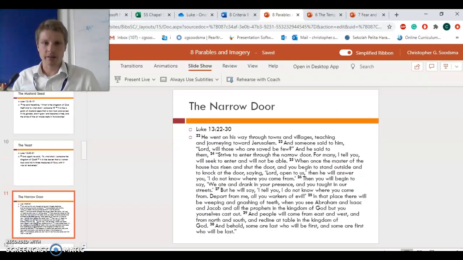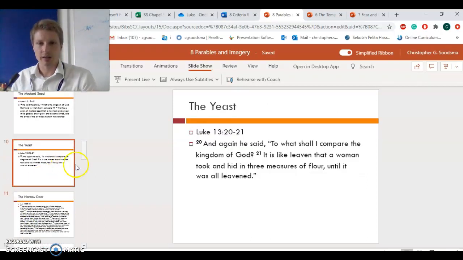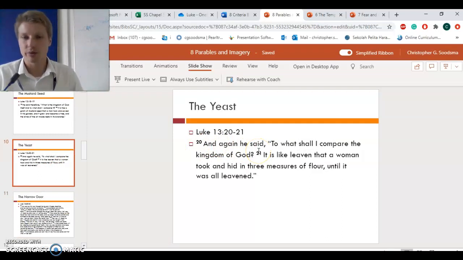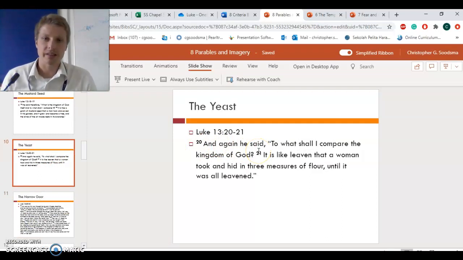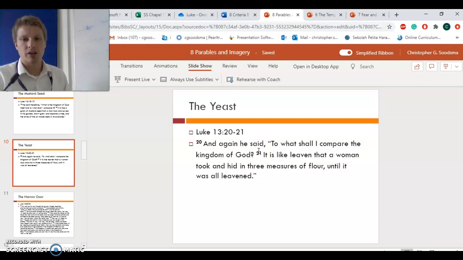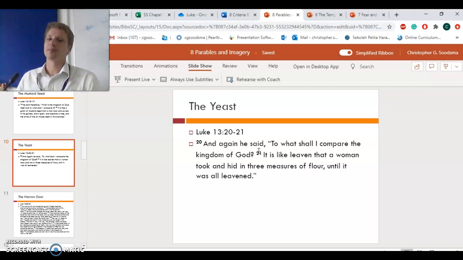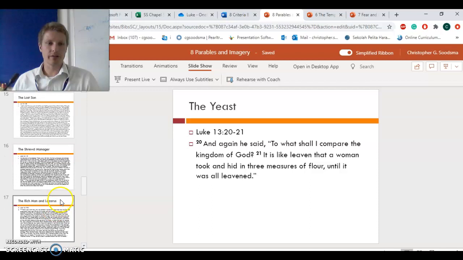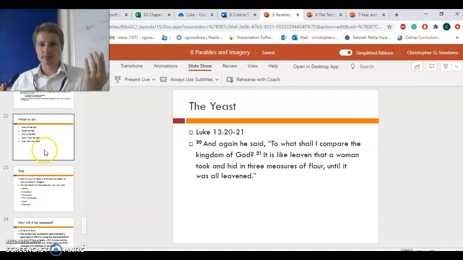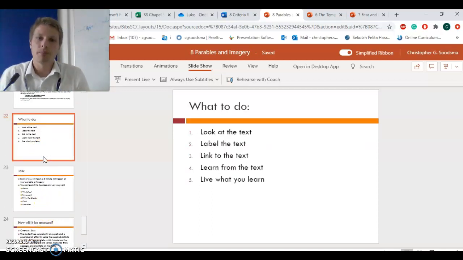Here are many. The yeast, right? You can see it right in here. It said, "What shall I compare the kingdom of God to?" So this is a direct metaphor, right? It says it's like leaven that a woman took and hid in 3 measures of flour until it was all leavened. That means it's something that enters in and it grows and it is worked through the whole batch. So as the kingdom of God enters your heart, it's continuously working through all of your body, and it will come through in your whole life. And so that is the parables.